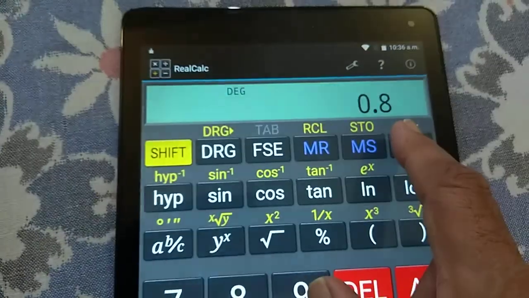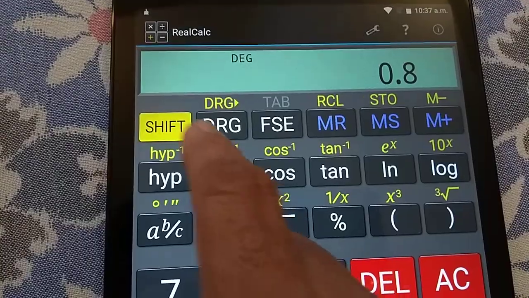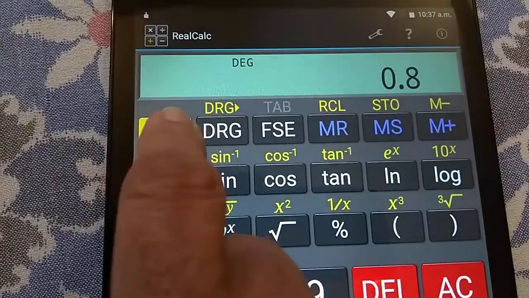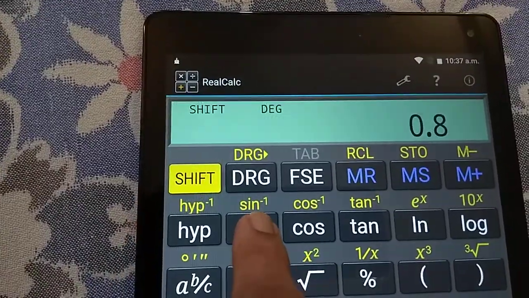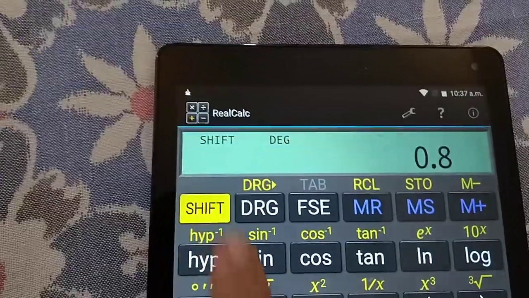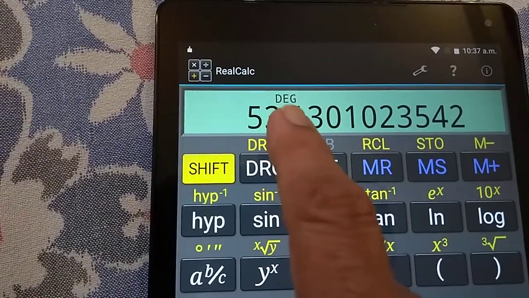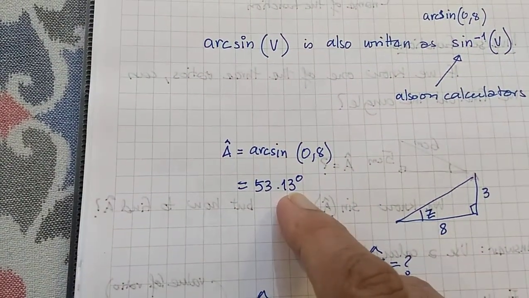I've got 0.8 already entered. We need this sine inverse function, which is the arcsine function. It's in yellow, so I have to press shift before I press sine. Shift is displayed there, and then I press sine, and I get 53, and you see it's in degrees. So arcsine of 0.8 is equal to 53.13 degrees.